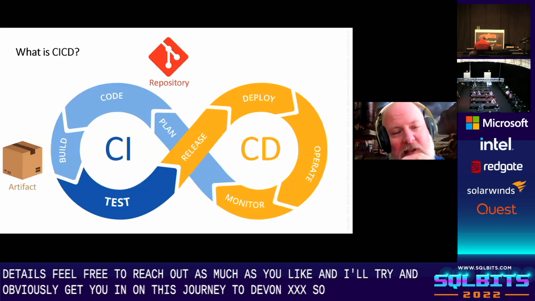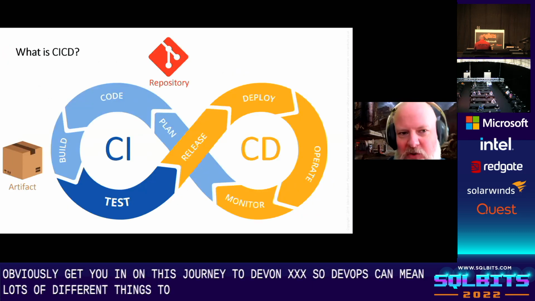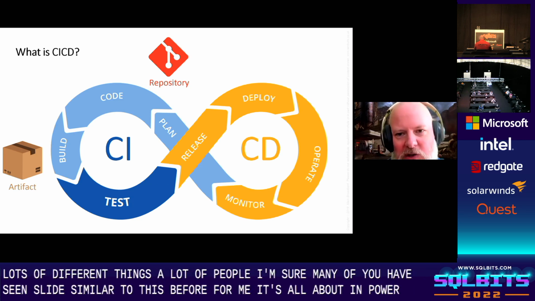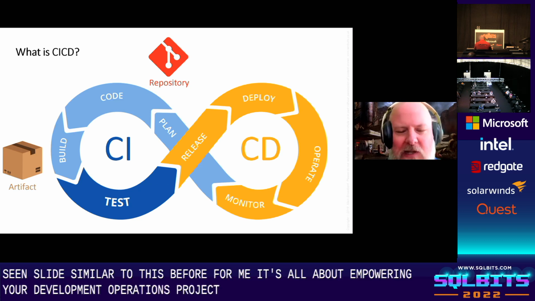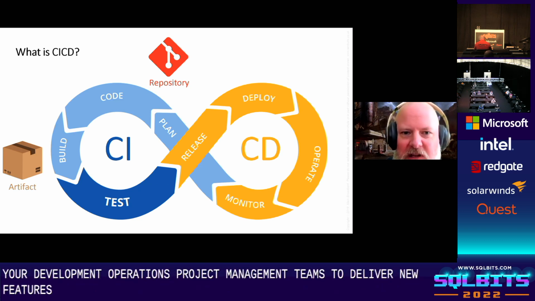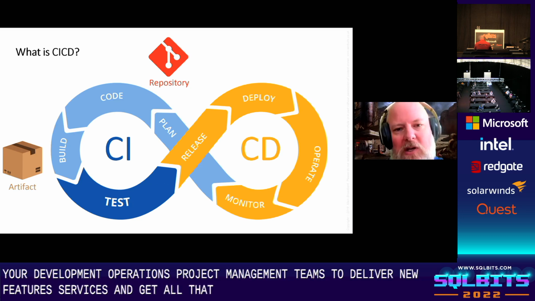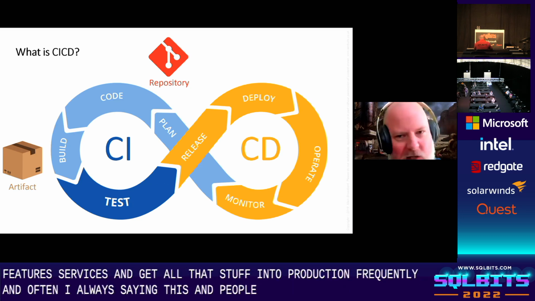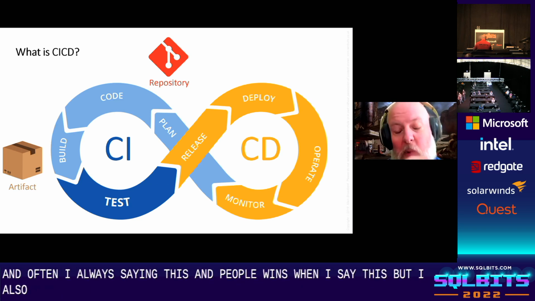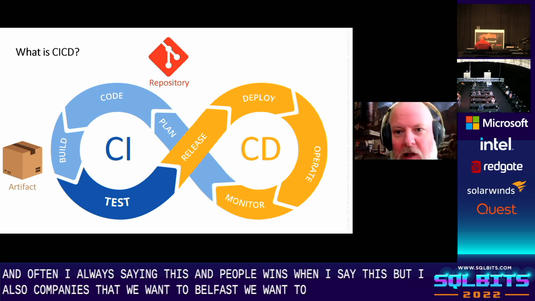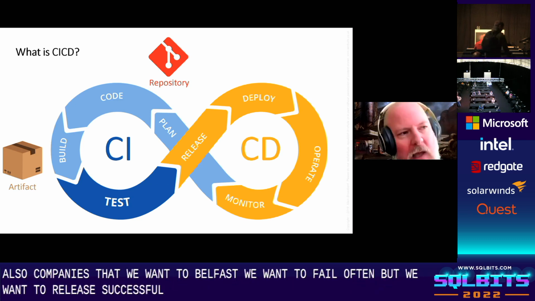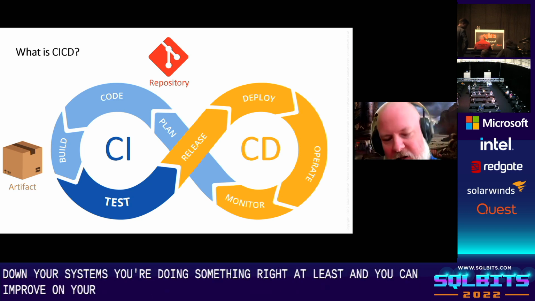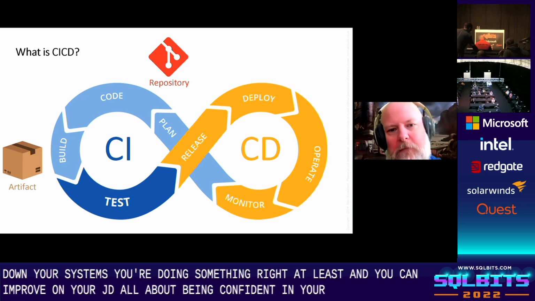So DevOps can mean lots of different things to lots of people. I'm sure many of you have seen slides similar to this before. For me, it's all about empowering your development, operations, and project management teams to deliver new features and services, and get all that stuff into production frequently and often. I always say to companies that we want to fail fast, we want to fail often, but we want to release successfully. If you're failing and you're not bringing down your systems, you're doing something right at least, and you can improve on your failures. So it's all about being confident in your failures.